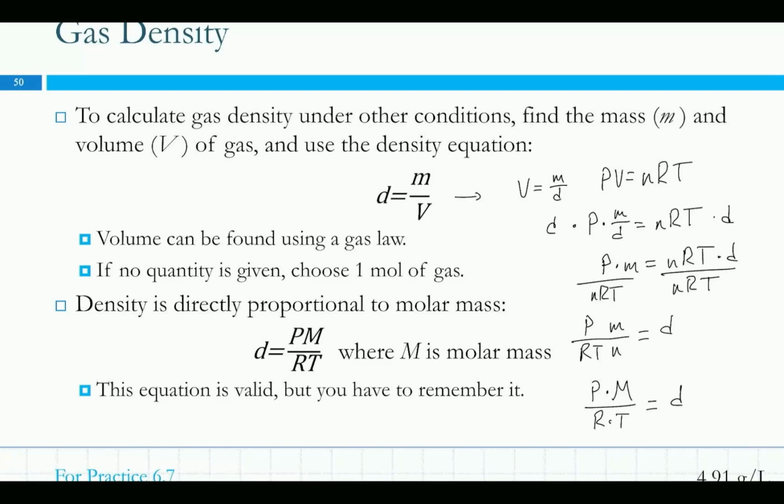Or just calculate the number of moles, use that to find the grams, calculate the volume, and then you can find the molar mass, or the density. Okay.